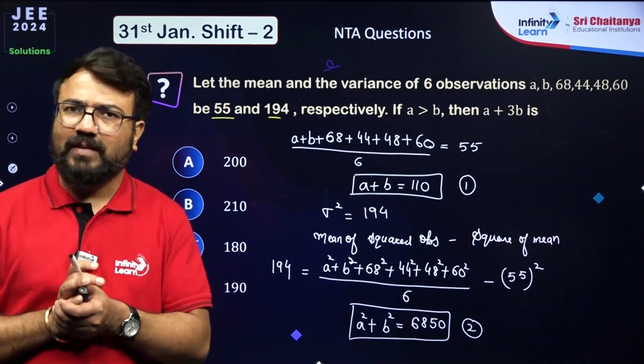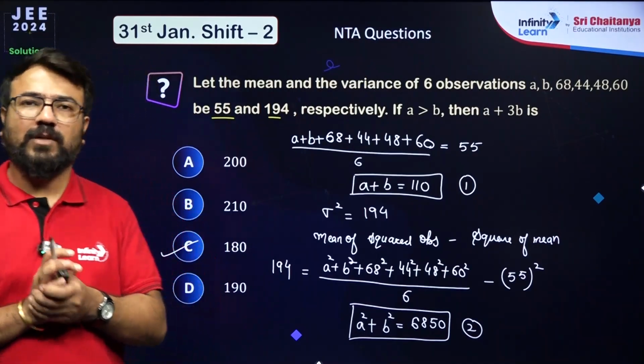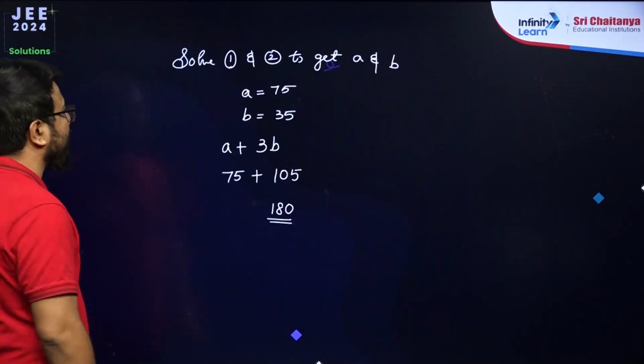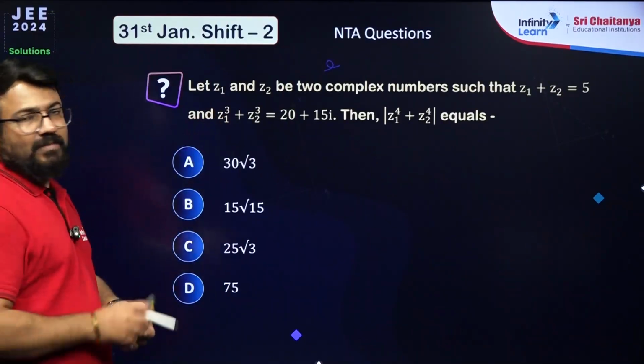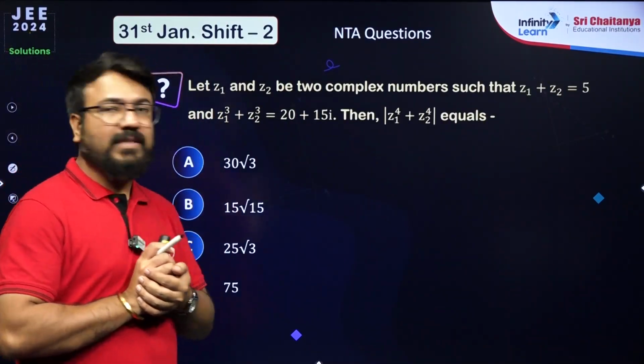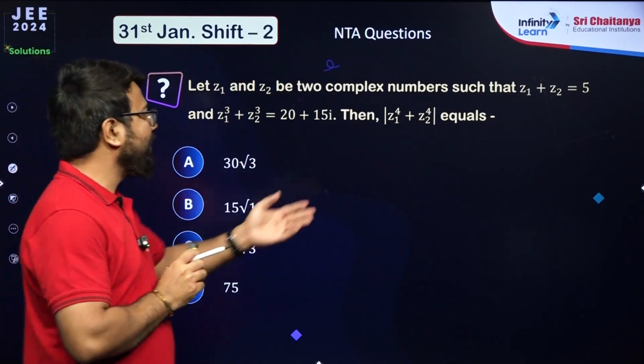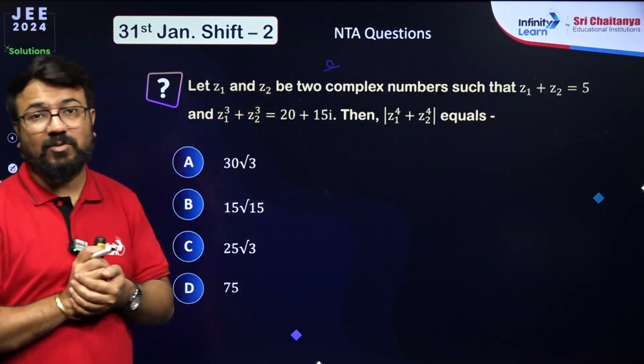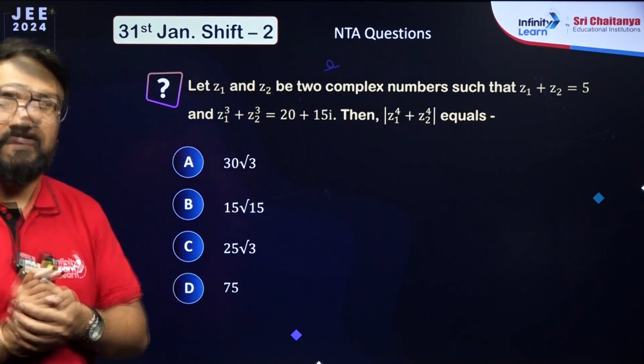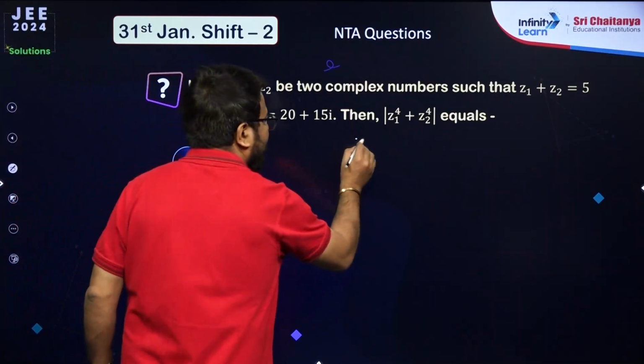Guys, I hope you all are able to understand how we got the solution of question number 1. Let's move to the second question now. Here Z1 and Z2 are two complex numbers such that Z1 plus Z2 is 5, and Z1 cube plus Z2 cube is equal to 20 plus 15i. We want to get the value of the modulus of Z1 raised to the power 4 plus Z2 raised to the power 4. How to get that? This question also seems to be very easy.